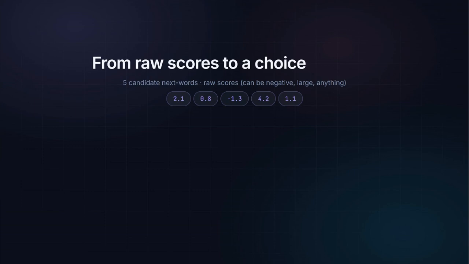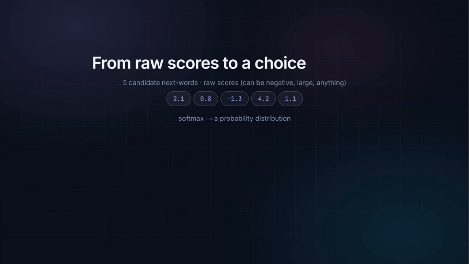Let's see it concretely. Imagine 5 candidate next words, and the network hands you a raw score for each: 2.1, 0.8, minus 1.3, 4.2, 1.1. They can be negative or large. They're not probabilities.